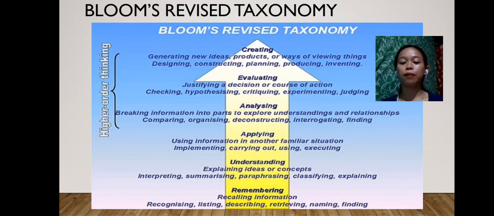Bloom's revised taxonomy. There are 6 levels of cognitive learning according to the revised version of Bloom's taxonomy. Each level is conceptually different. The 6 levels are remembering, understanding, applying, analyzing, evaluating, and creating. So this is the Bloom's revised taxonomy. From LOTS to HOTS. LOTS is lower order thinking skills, and HOTS is higher order thinking skills. LOTS, or lower order thinking skills, are remembering, understanding, and applying.